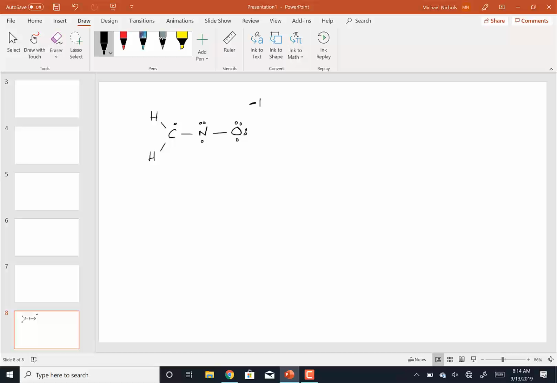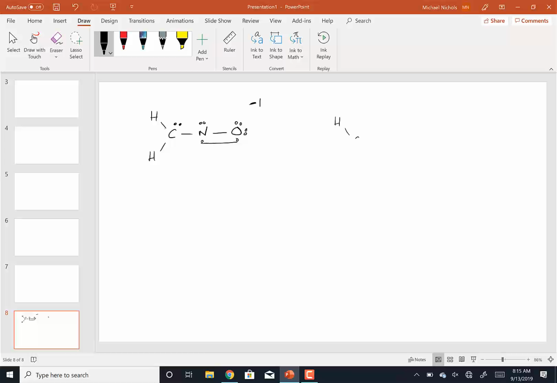So now I need one more for the -1 charge, and where should I put it? I just put it on the carbon. Could you put it on the nitrogen? Yes. Could you put it on the oxygen? Yes. I just like to pair things up. Now, is this a stable resonance structure? The answer is no, because it has unpaired electrons, but more importantly, the nitrogen and the oxygen do not have full octets. So then I would go ahead and pair this up.